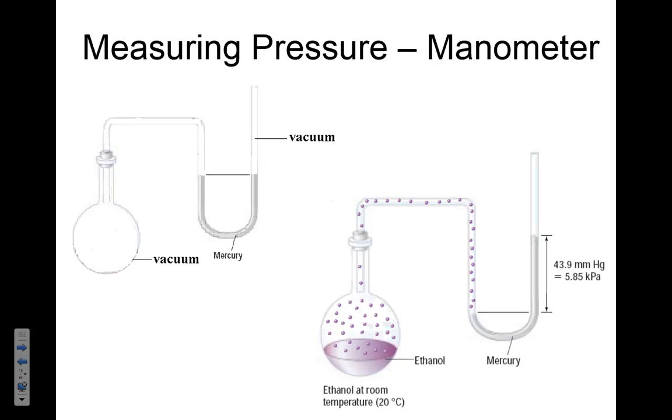But when we put a gas over in the other container, or like in this case, we've got a liquid that evaporates to make a gas, we end up with gaseous ethanol, and it pushes on the one side of that column of mercury, and it's going to force it up into the air. Now remember, it's fighting against gravity, so it's not going to push it all the way to the top.